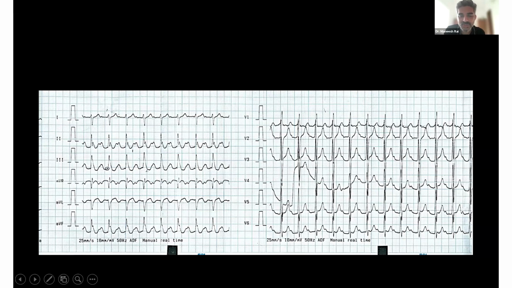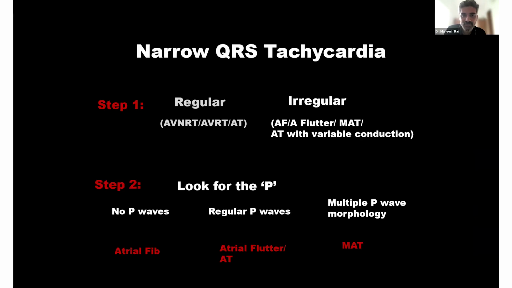One way to bring out the P waves would be to slow down the ventricular rate. In this patient, if you were to give a carotid sinus massage, a left carotid sinus massage, you'd probably bring out more P waves, and an underlying atrial arrhythmia would be obvious.